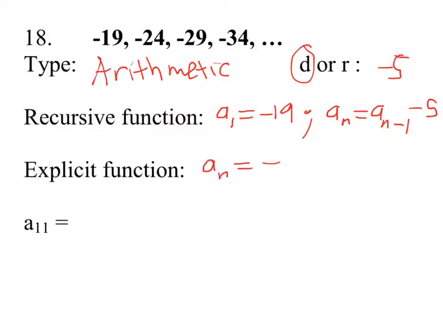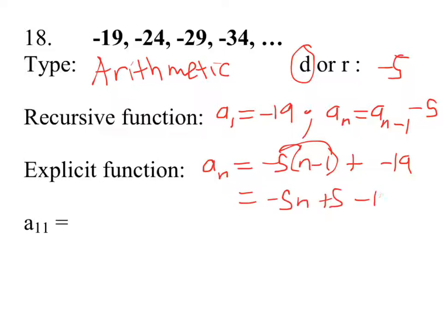You're going to put your common difference in front of n minus 1. And then you're going to add your initial value, which was -19. You can simplify this one down if you times that through. You'll get -5n plus 5, and then subtract 19, which will give you negative 5n minus 14.